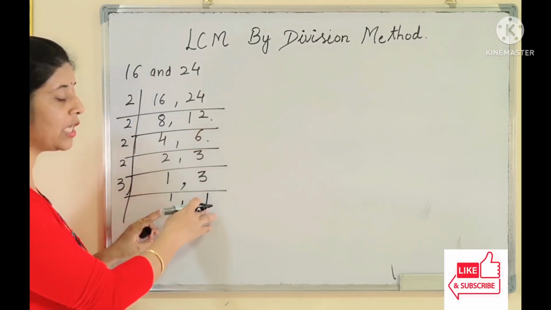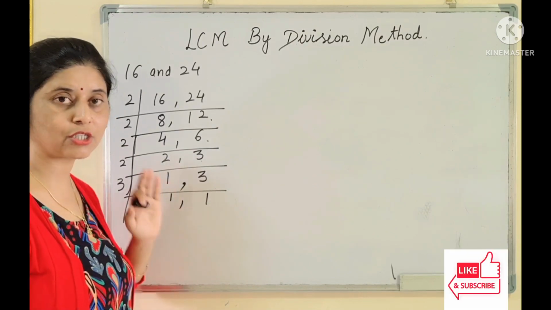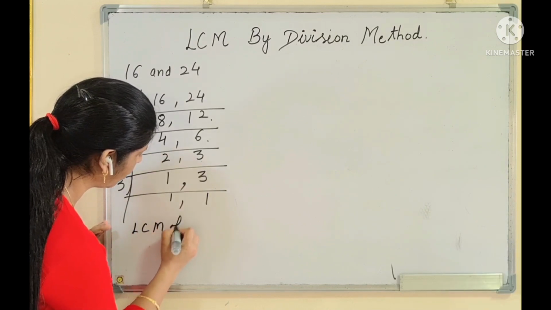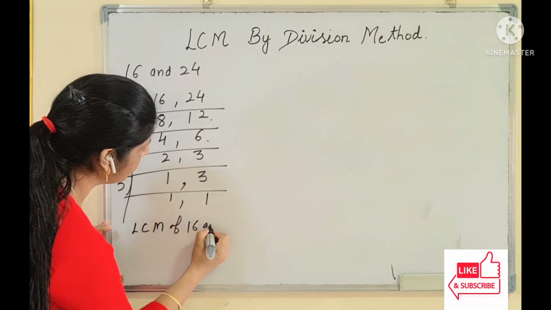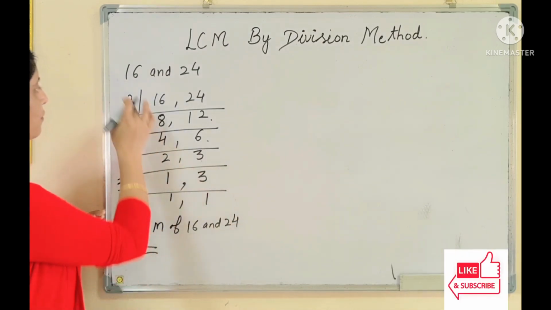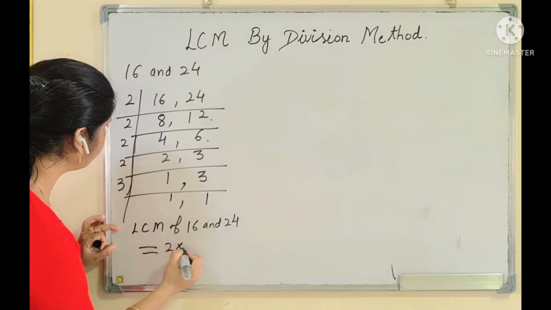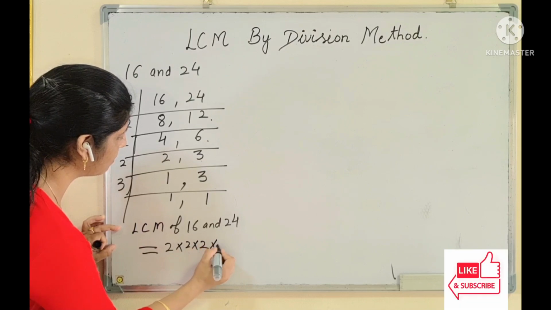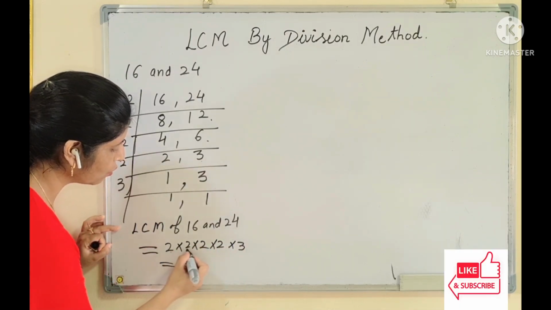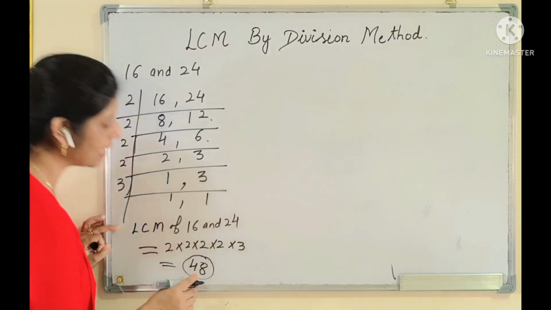See, we have to keep on dividing till the quotient becomes 1. After this, we will stop the division. So how will we find the LCM of 16 and 24? We will multiply all these numbers: 2 multiply 2 multiply 2 multiply 2 multiply 3. 2 2s are 4, 4 2s are 8, 8 2s are 16, 16 3s are 48. So 48 is the LCM.